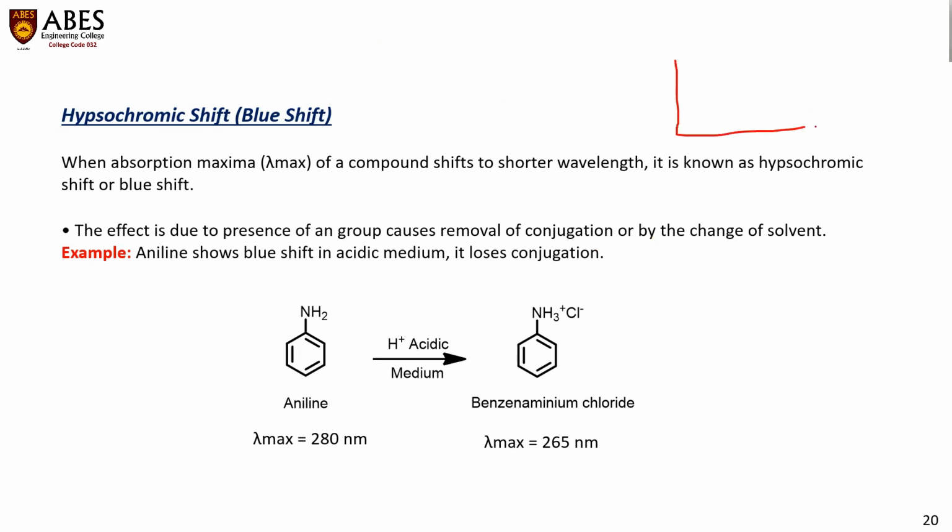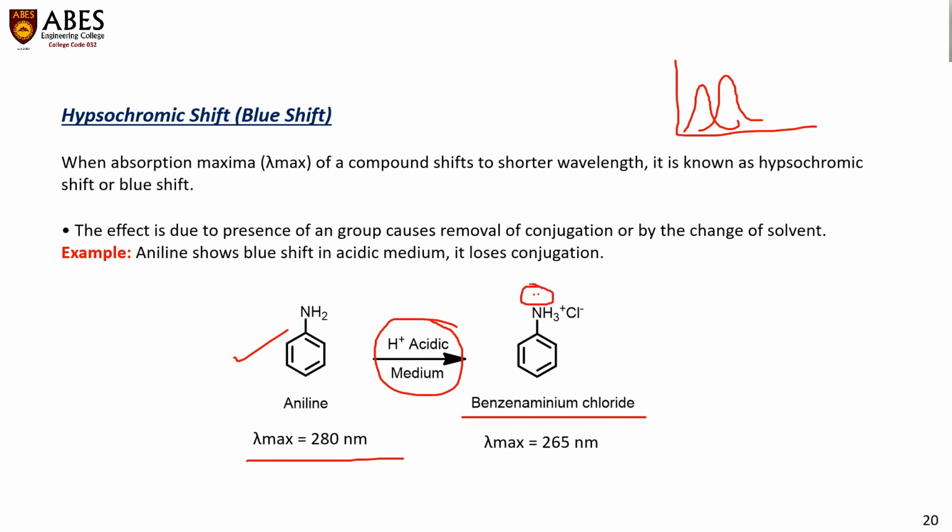Hypsochromic shift. If the absorption maximum shifts to a shorter wavelength, it is known as hypsochromic shift. For example, aniline gives a lambda max at 280 nanometer. When we record it in acidic medium, benzenium chloride is formed, which hinders the conjugation of the lone pair with benzene and shows the lambda max at a shorter wavelength. This is known as hypsochromic shift or blue shift.